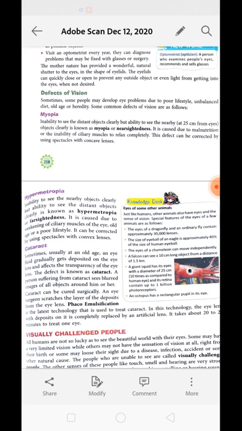Okay, it is mainly caused due to weakness of the ciliary muscles of the eye. Old age or poor lifestyle can cause this disease. Understood? Now, next is cataract.